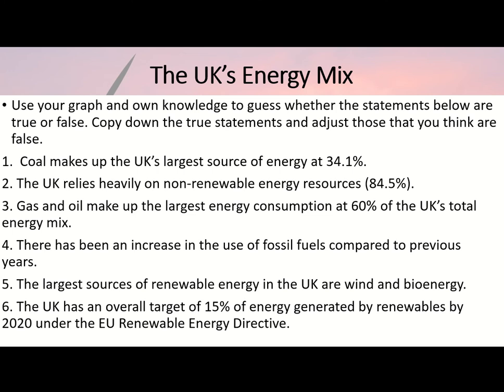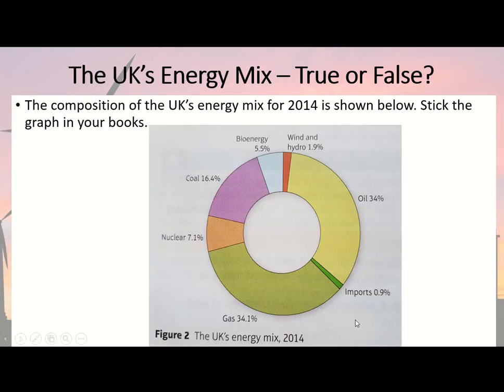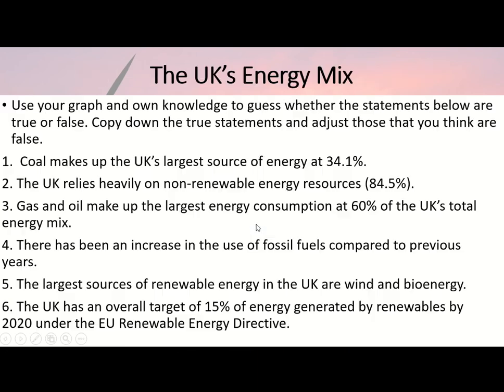So the first one, it says coal makes up the UK's largest source of energy at 34.1%. Let's have a look. Coal is 16.4%. So that's wrong. That's false. So if I know that that's false, there's no point annotating my thing with a wrong stat. But what is the right answer here? What does make up the UK's largest source of energy at 34.1%? It's gas.